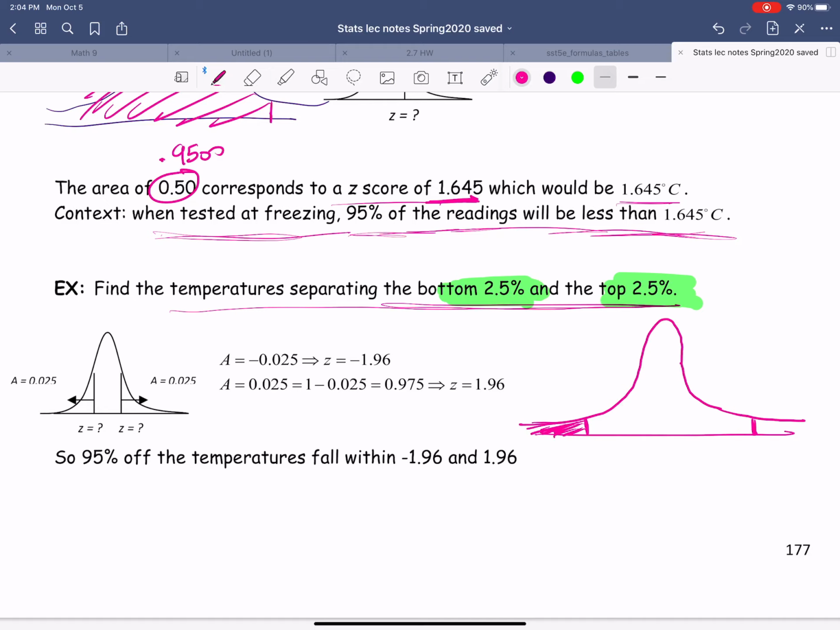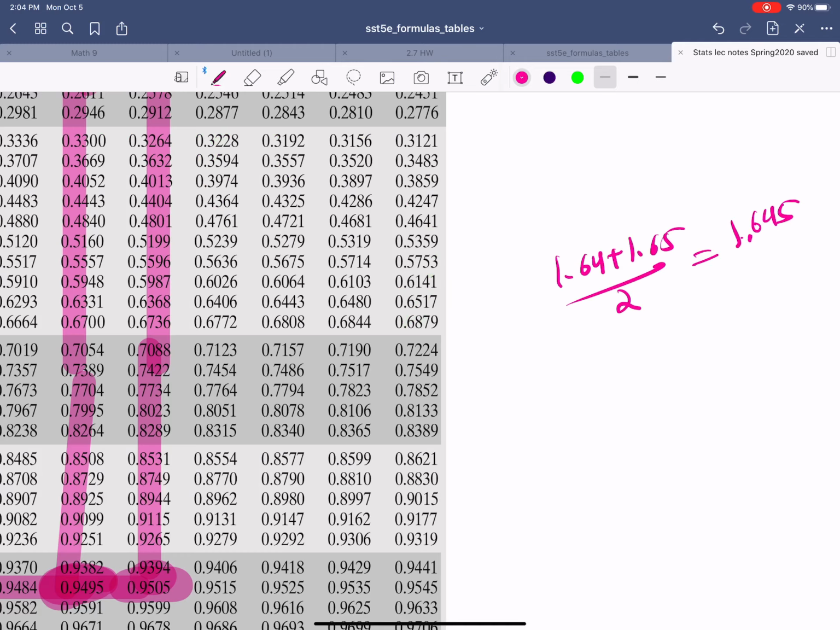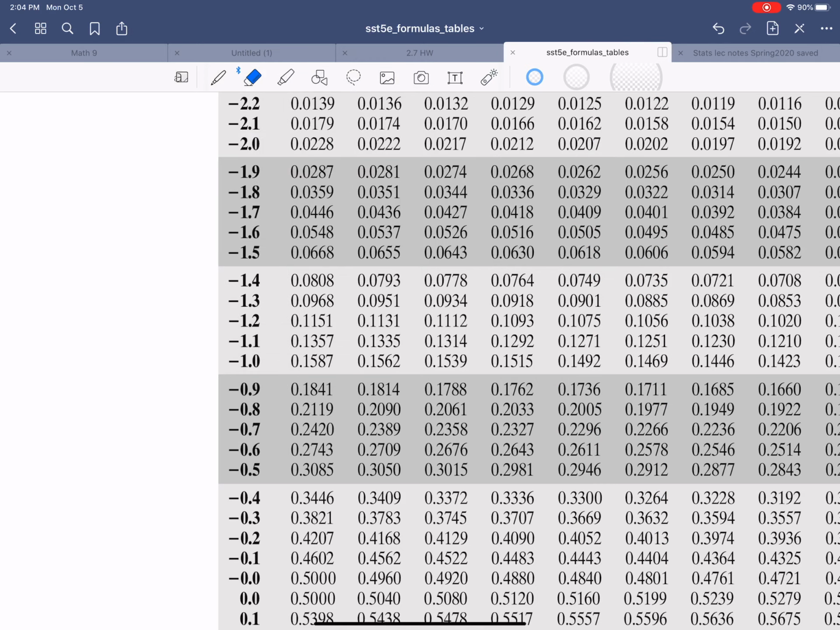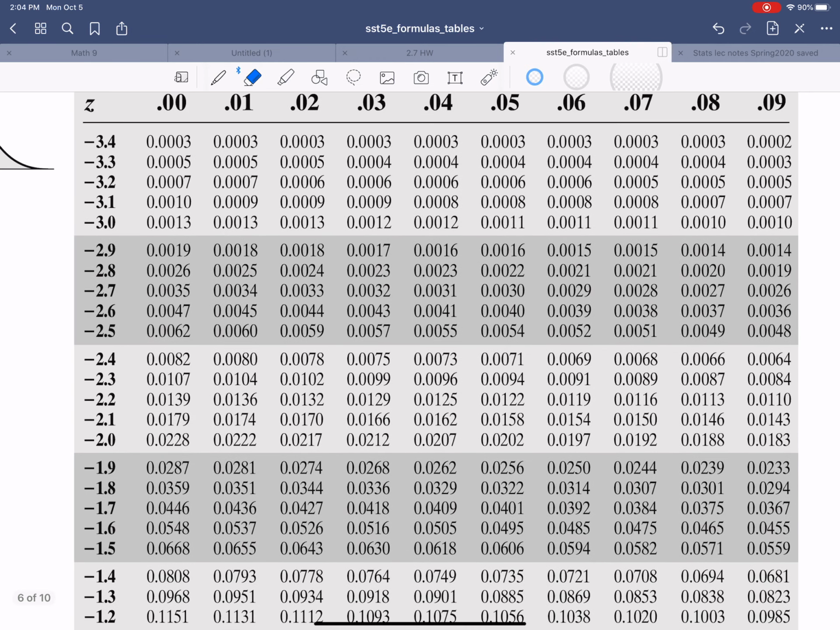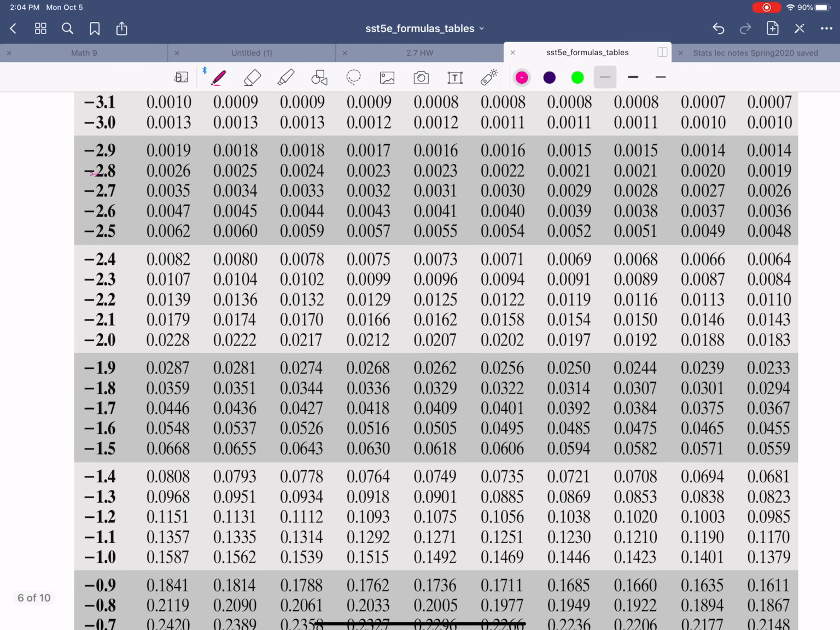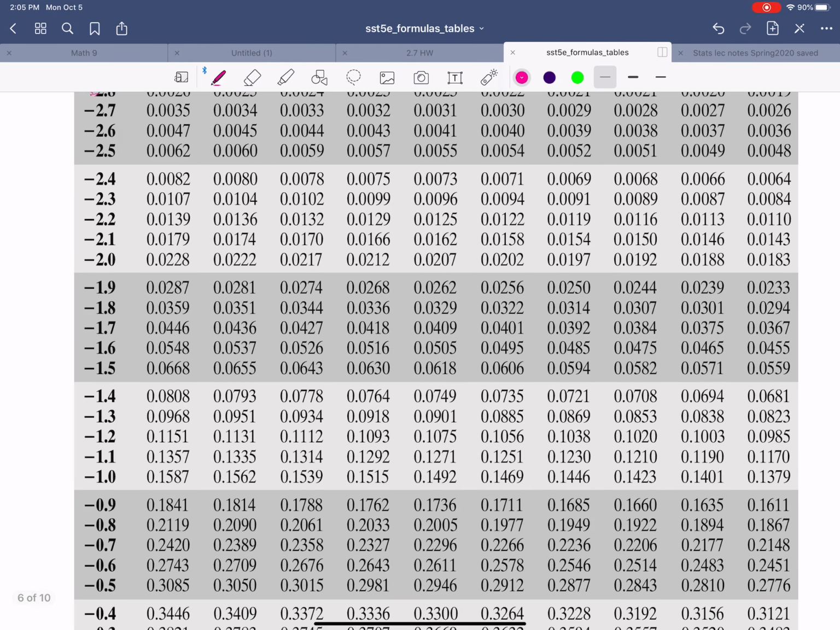Okay, so the area is 2.5%. If I change it to the decimal, move the decimal 2 places to the left, 0.025. So I need to look in the body of the table for 0.025. Looks like somewhere here I see that. Okay, I see that's 0.00. I don't want 0.00, I want 0.025. 0.0256.